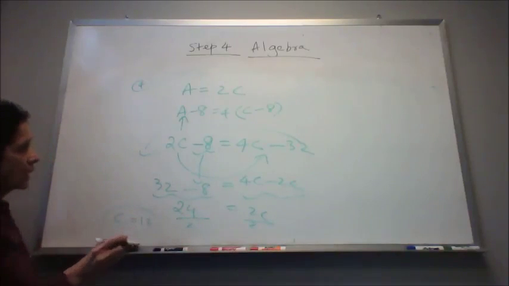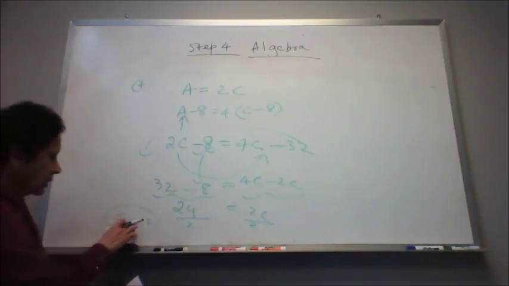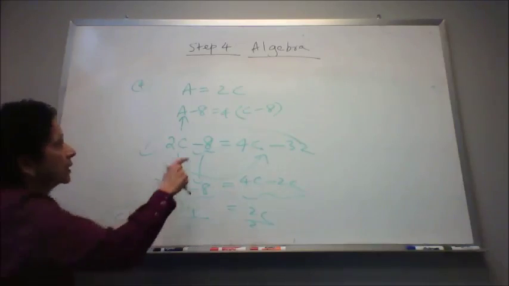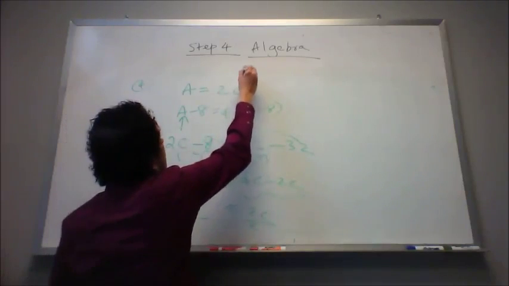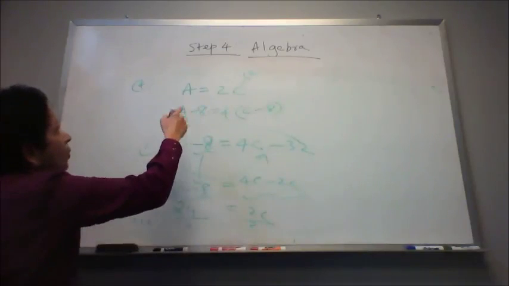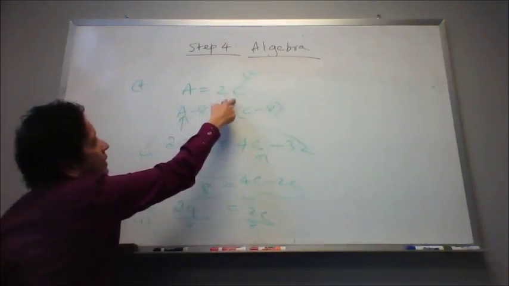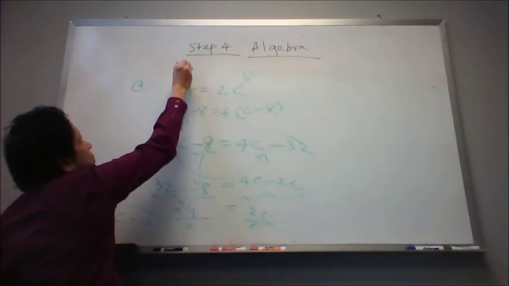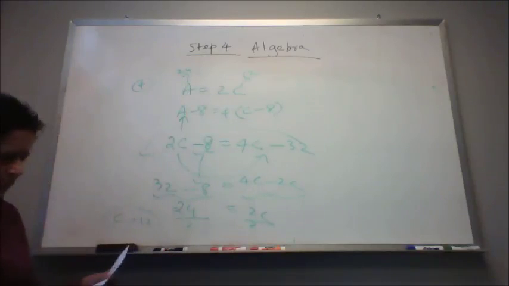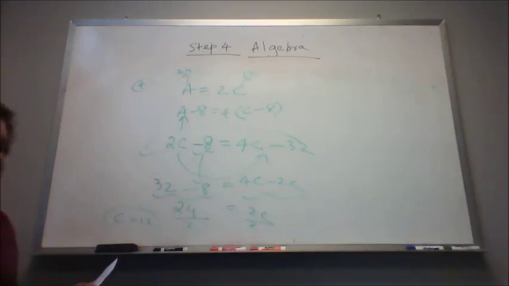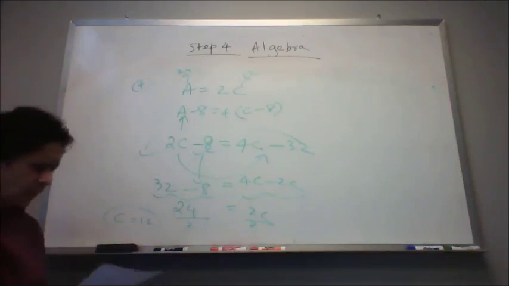So that means that Cindy is 12 years old today, okay? Cindy is 12 today. And so Anne is 2 times that, so Anne is 24 years old today. So Cindy is 12 today and Anne is 24 today. Okay, so that's how you solve that.